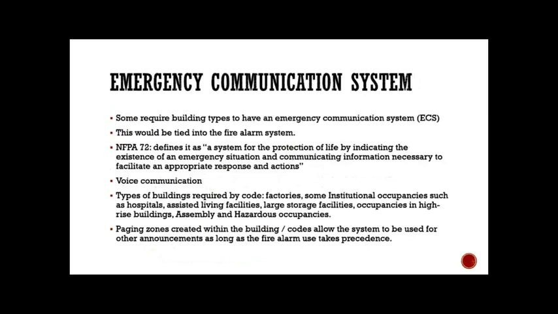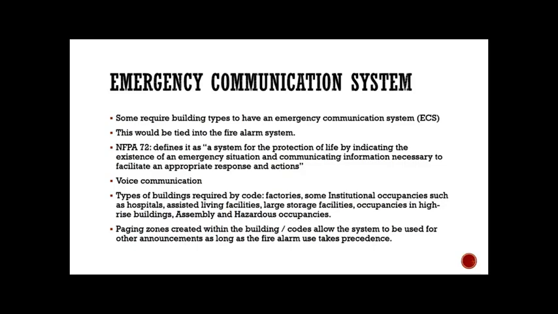Then we have emergency communication systems. Some building types are required to have an emergency communication system that's tied in with the fire alarm system. And NFPA 72 defines it as a system for the protection of life by indicating the existence of an emergency situation and communicating information necessary to facilitate an appropriate response and action. So what it's saying is, it's voice communication. Now, there are different types of buildings that require that: factories, institutional occupancies such as hospitals and assisted living, large storage facilities, high-rise buildings, some assemblies, and hazardous occupancies.